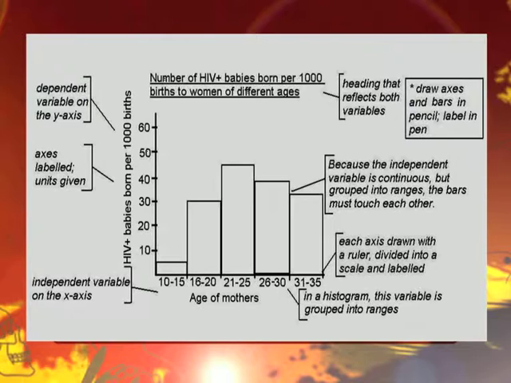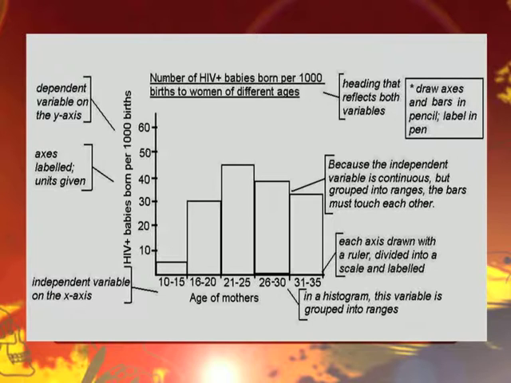Do not link the points with a line, but draw bars of varying heights. The bars must touch each other because the independent variable is continuous but grouped into ranges. Like any graph, there must be headings that reflect both variables. So, what is wrong with this graph? This is a histogram. The ages of the mothers are ranked into categories. The bars representing the data should therefore touch because the groups representing the ages are continuous.